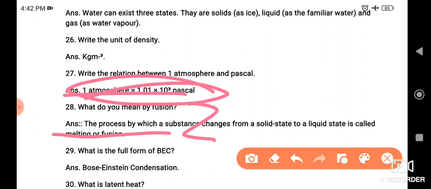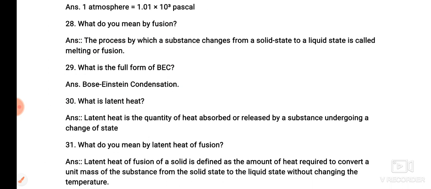Then what is the full form of BEC? Bose-Einstein condensation. A small paragraph is given in your science textbook. You can read what Bose-Einstein is. Not required much for examination purpose, but just remember the full form, Bose-Einstein condensation.